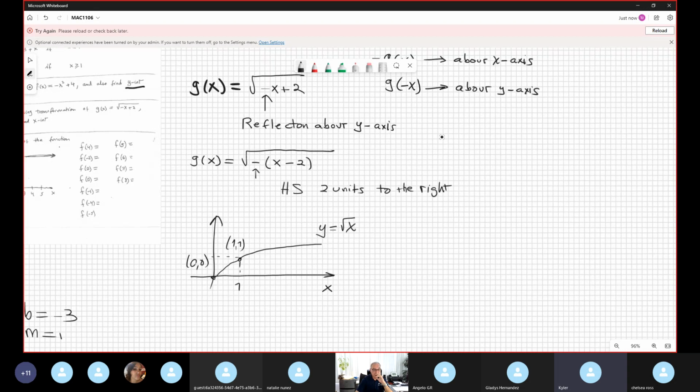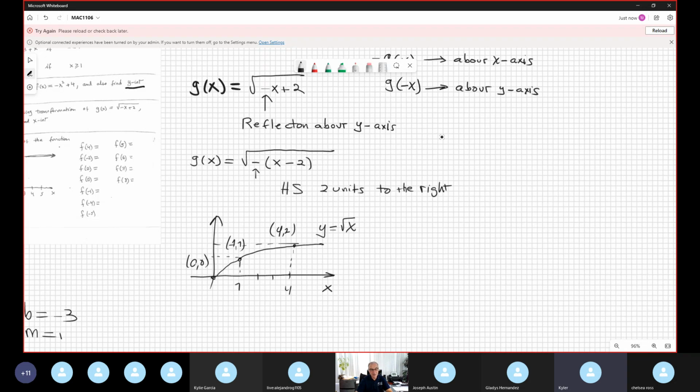And another important point is (4, 2), because the square root of 4 is 2. So this point is the point (4, 2). And we can get more: (9, 3), (16, 4). You know, it's an increasing function, but it goes a little bit slow, not too fast. This is a square root function.